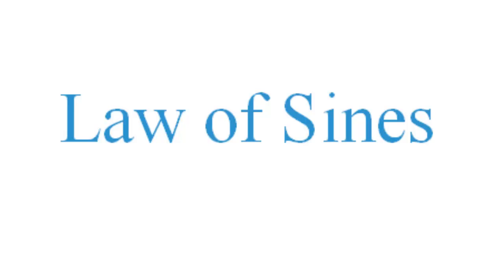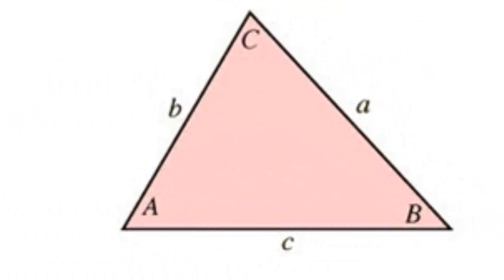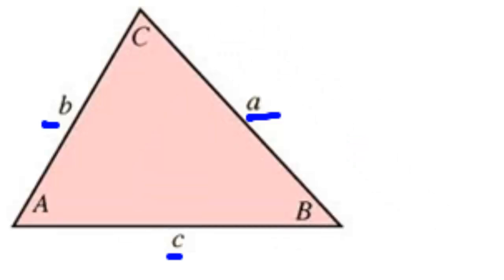In this video, we'll be looking at the law of sines. Remember from geometry that a triangle has 6 parts. We've got 3 sides and 3 angles. So we're going to label the sides with our small a, b, and c, and our angles with a capital A, B, and C.